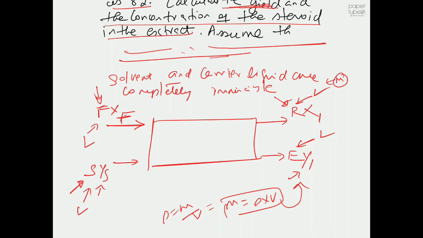But here we are just using everything in terms of volume based unit. So F, S, R and E all are expressed in terms of volume, and instead of weight fraction we are going to say directly in terms of grams per liter. So that's even simpler.